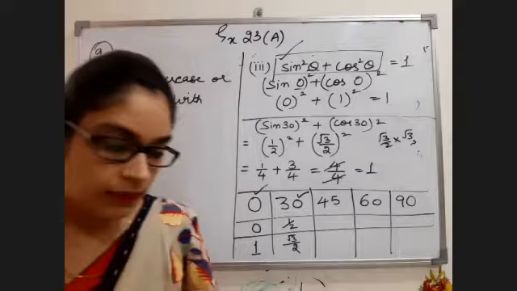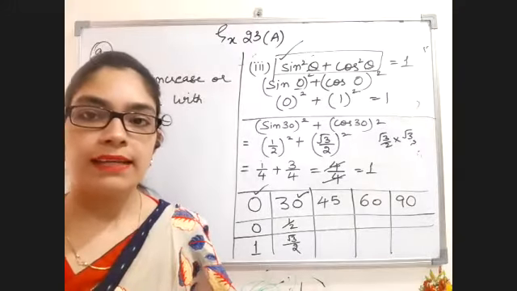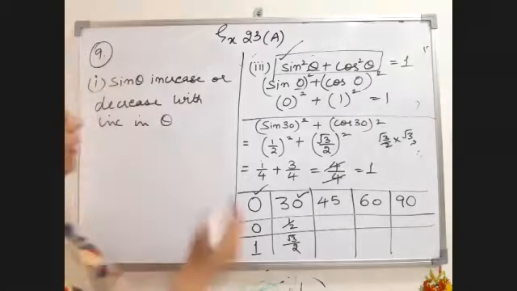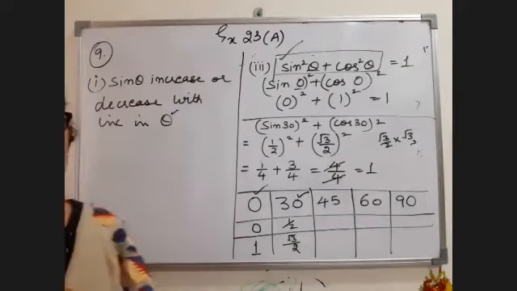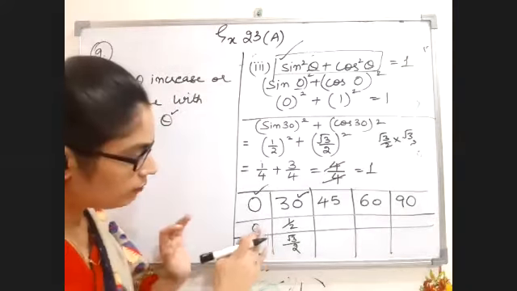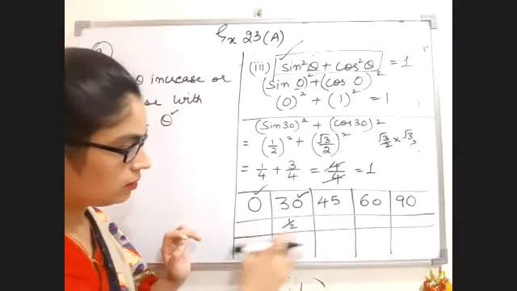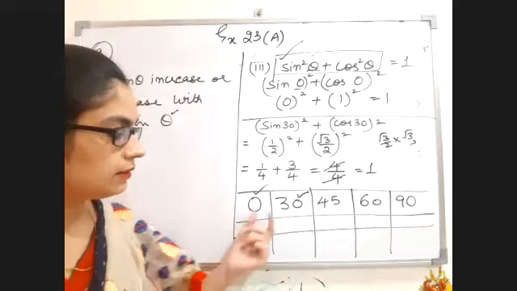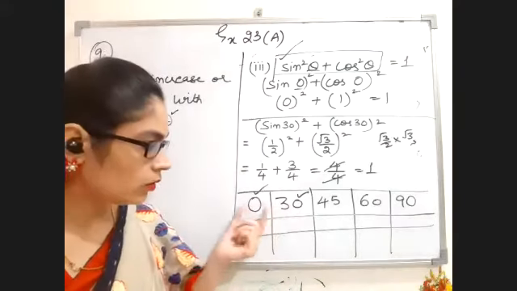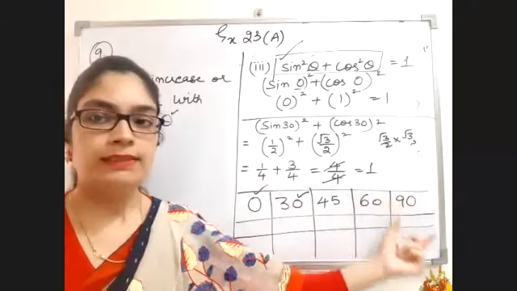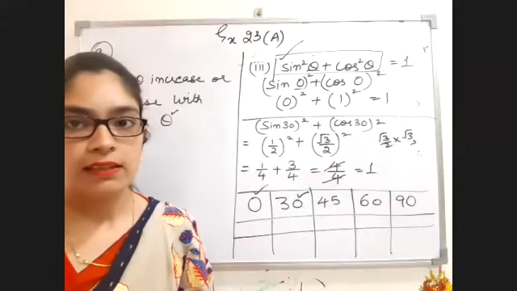We just have to tell whether sine theta, the value of sine, will increase or decrease with the increase in theta. Theta means with the increase in angle. See, again we will just see the standard angles. So what are the standard angles? It is 0, 30, 45, 60 and 90. So these are the standard angles.